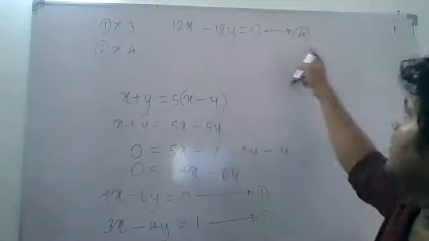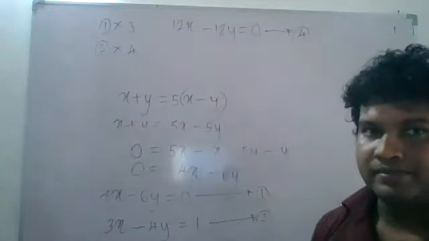You can indicate the equation number, it doesn't matter. Then we decided to multiply equation number 2 by 4. Now we are going to multiply the whole equation by 4. When you multiply by 4, 4 times 3, 4 times 4, 4 times 1. Okay, 4 times 3, 12x. You know, 4 times 4, 16y. 4 times 1, 4. This is equation 5.